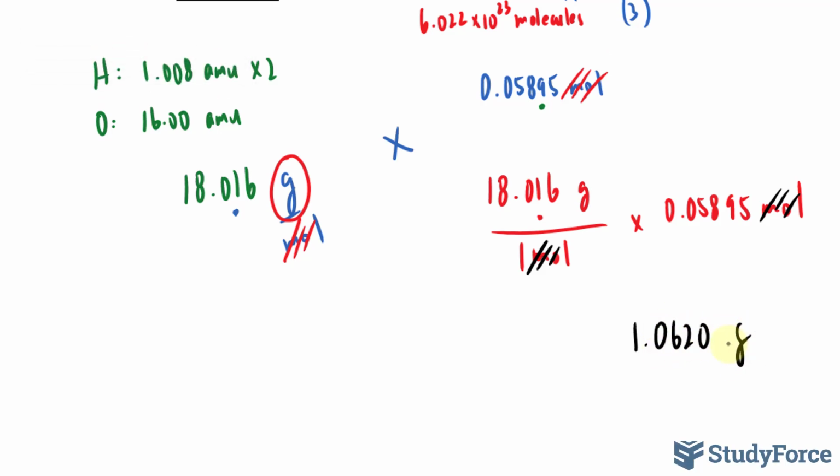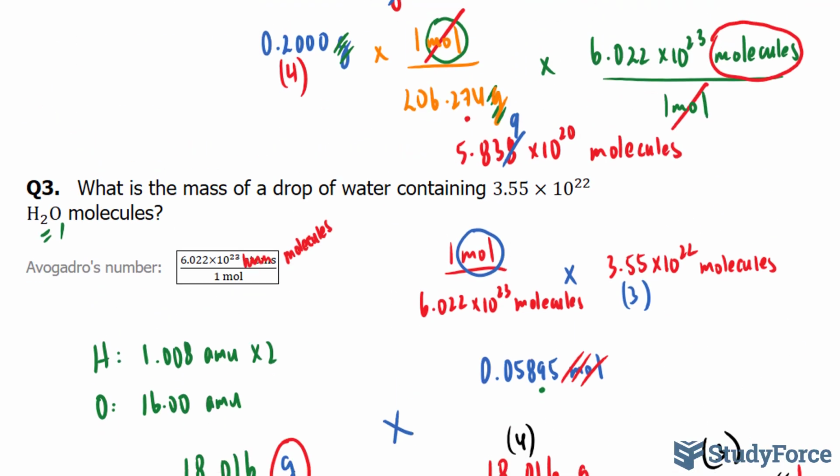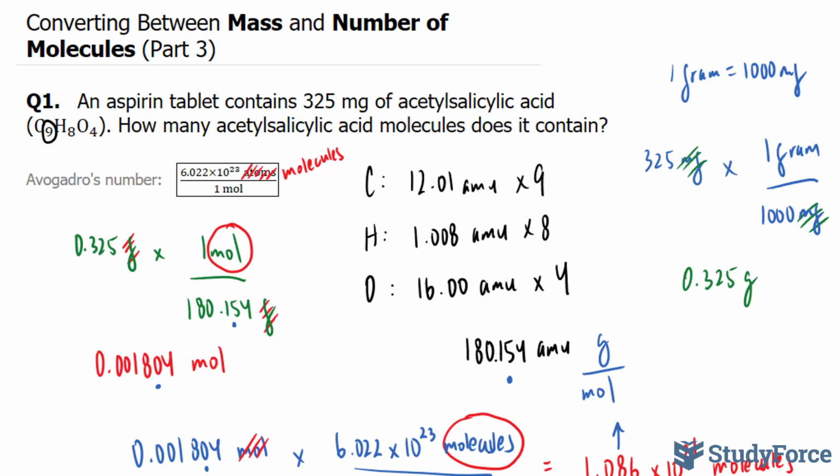1.0620 grams. We have 4 significant figures here, and here we have, or should have, 3, so our final answer should also have 3. Everything after this 6 is insignificant. 1.06 grams in this drop of water that contains this many H2O molecules. And there you have it. That is how to convert between mass and the number of molecules.